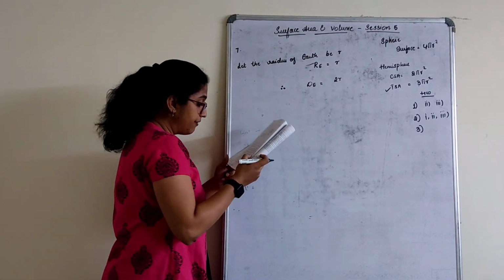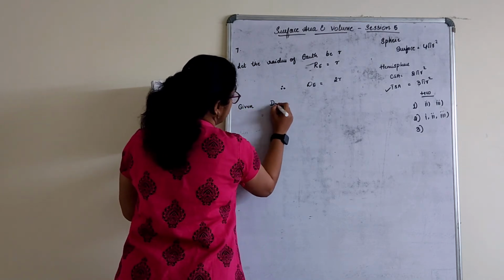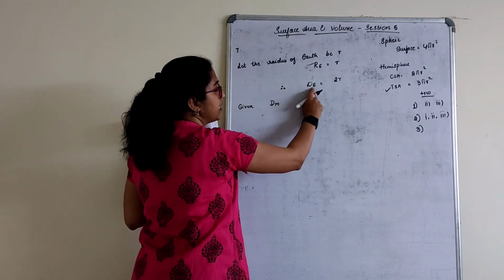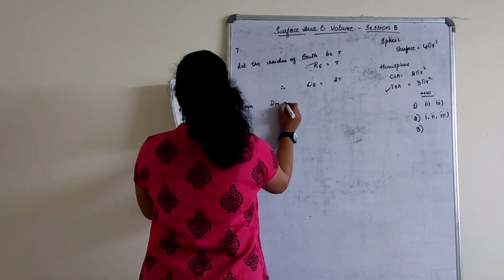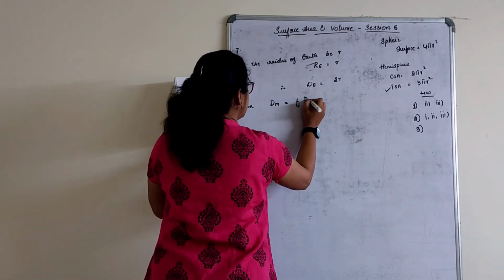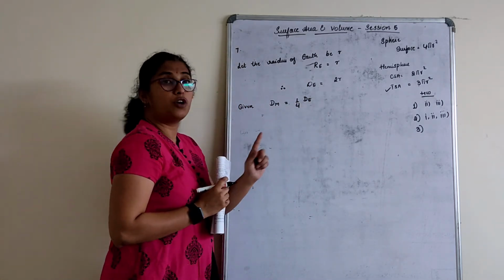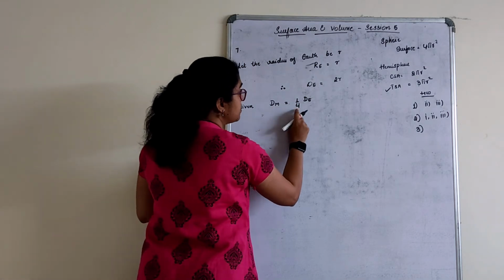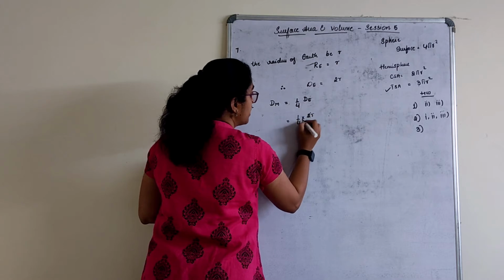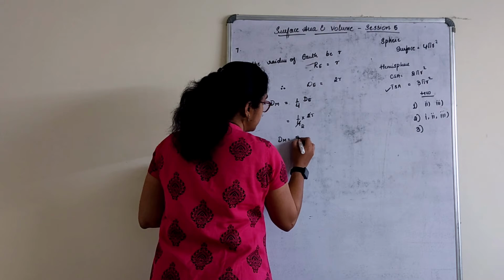Next part. What they have given: the diameter of the moon is approximately 1/4 the diameter of the earth. Now from here we have understood the radius of earth and the diameter of earth. I need not write this in sentences, but if you want, you can. Diameter of moon is 1/4 the diameter of earth, which is 1/4 into 2r. So the diameter of the moon is r by 2.